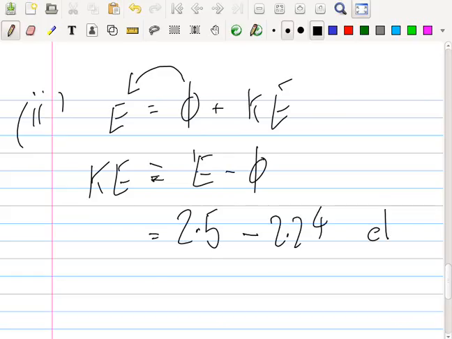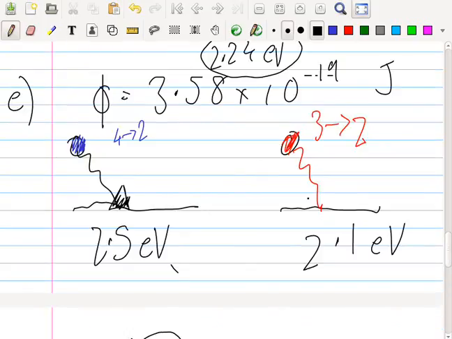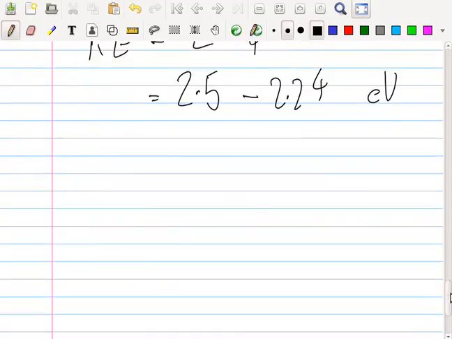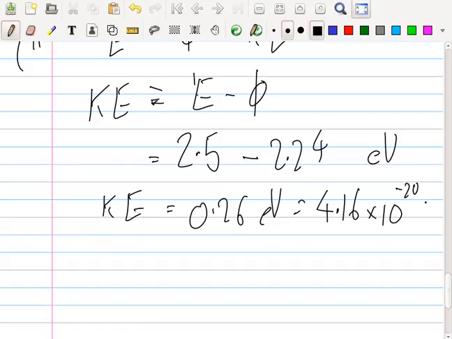So you're talking about the 4 to 2? Yeah, it has to be, because there's not enough energy in the other one to release anything. Yeah, we're just looking at this one now. So I get the kinetic energy is 0.26 electron volts. All you're really doing is subtracting the work function from the energy. When converted to joules, this is 4.16 times 10 to the minus 20 joules.